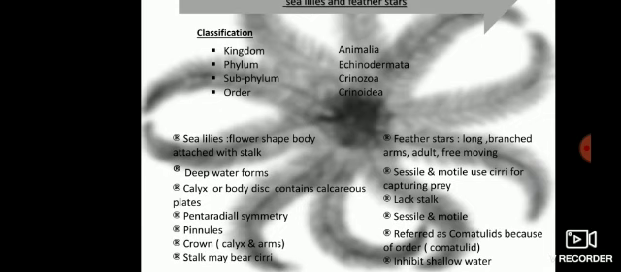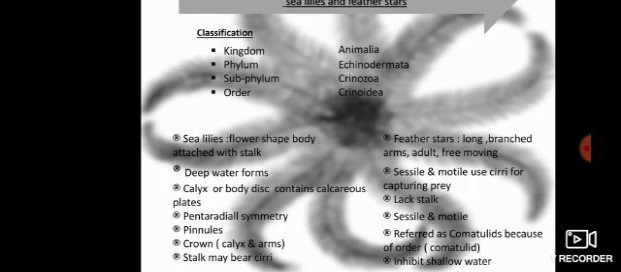The calyx, or the body disc, contains calcareous layers, made up of calcium carbonate. They possess pentaradial symmetry. Pinnules are present in sea lilies. The crown is made up of the calyx and the arms. The stalk may bear cirri. The stalk is present for the attachment side, but it is not definite that the cirri are present.